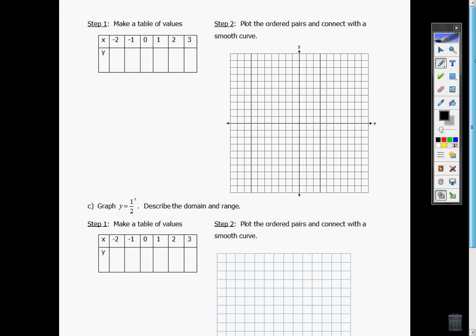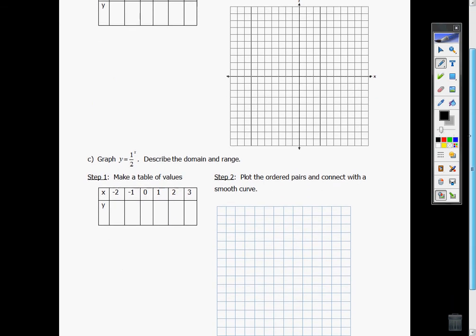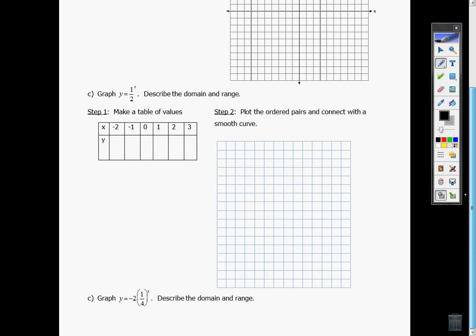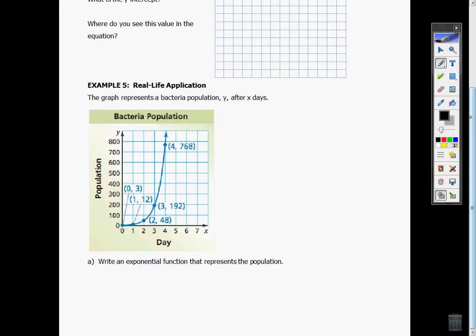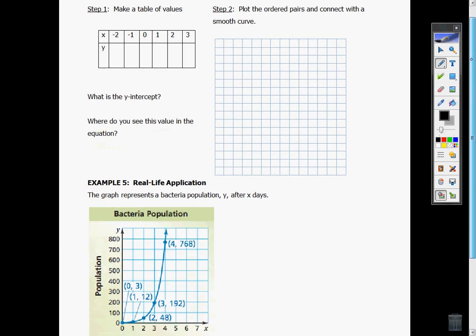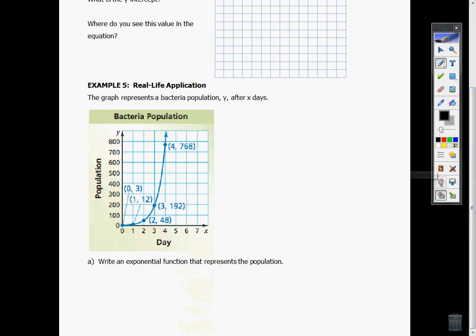Alright, so you can do all of your work here for B, and then continue on to try C. Feel free to pause the video at any time so that you can stop and take a look as well. Once you've worked with B and C and you feel confident with it, I want to look at example 5, and I want to look at a real-life situation.